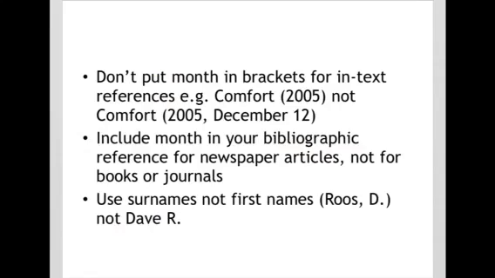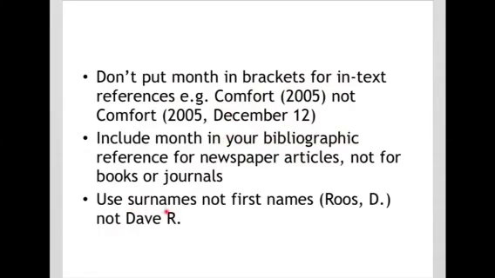If you're writing in text, in your project, in your writing, in your essay, in your review, whatever, if it's in text, you just write the surname and the year. You don't put the month for the in-text reference. You should include the month if it's a newspaper article, but that's in your bibliographic reference at the end of your writing. That's not in text, that's at the end. That's when you finished writing and you have your list of sources.